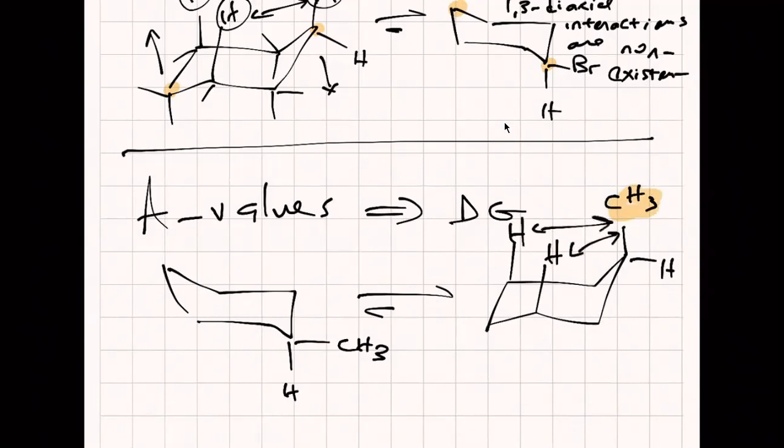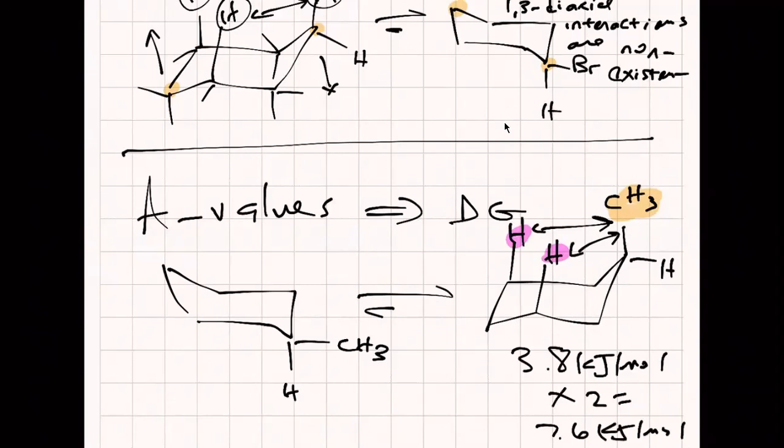So it'd be 3.8 kilojoules per mole times 2 interactions, because you have 2 axial hydrogens that are interacting with that methyl group. So it's really 7.6. So the total energy for that is 7.6 kilojoules per mole.